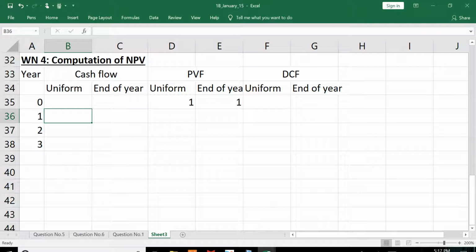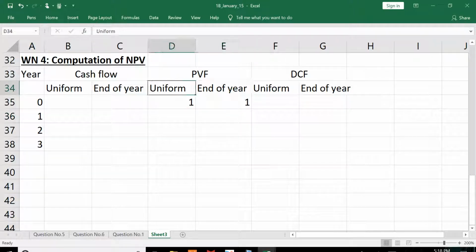Year 0, you want to write in uniform, write in uniform. You want to write in end of year, write end of year. Doesn't really matter. Every other cash flow I'll have to properly distinguish. Uniform, end of year. The discount factors are different for both. Finally, we'll put an overall total and then get to the answer. Year, cash flow uniform, end of year, PVF uniform, end of year, DCF uniform, end of year.